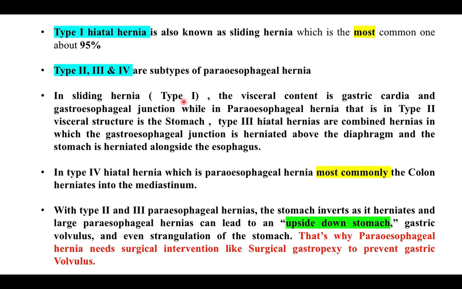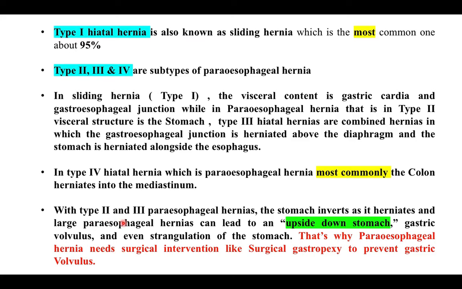In sliding hernia type 1, the visceral content is gastric cardia and gastroesophageal junction, as I've already told you, while in periesophageal hernia, that is in type 2, the visceral structure is the stomach, mostly the fundus. Type 3 hiatal hernias are combined hernias in which the gastroesophageal junction is herniated above the diaphragm, and the stomach is also herniated alongside the esophagus. So it's a combination. In type 4 hiatal hernia, which is a periesophageal hernia, most commonly the colon herniates into the mediastinum. So this is an important point related to type 4 hiatal hernia.